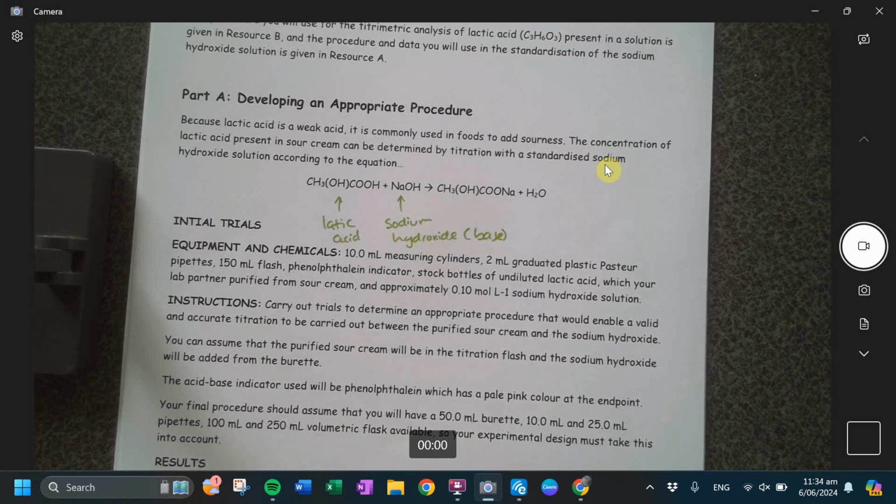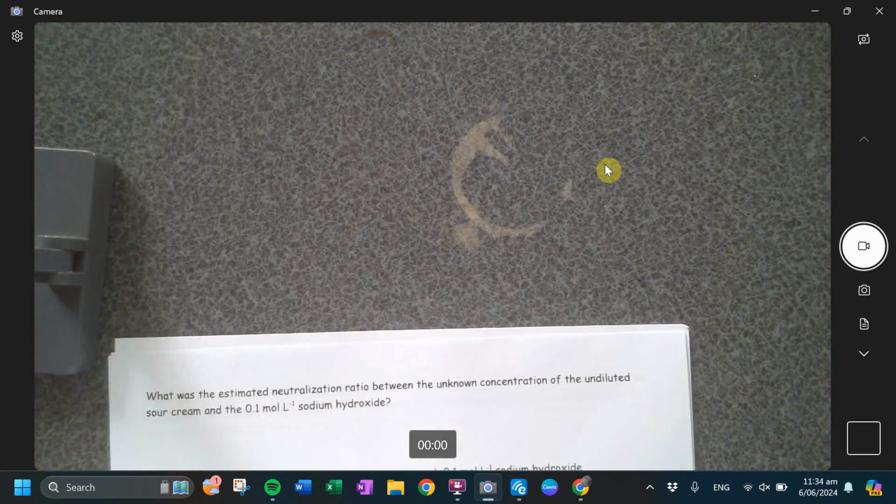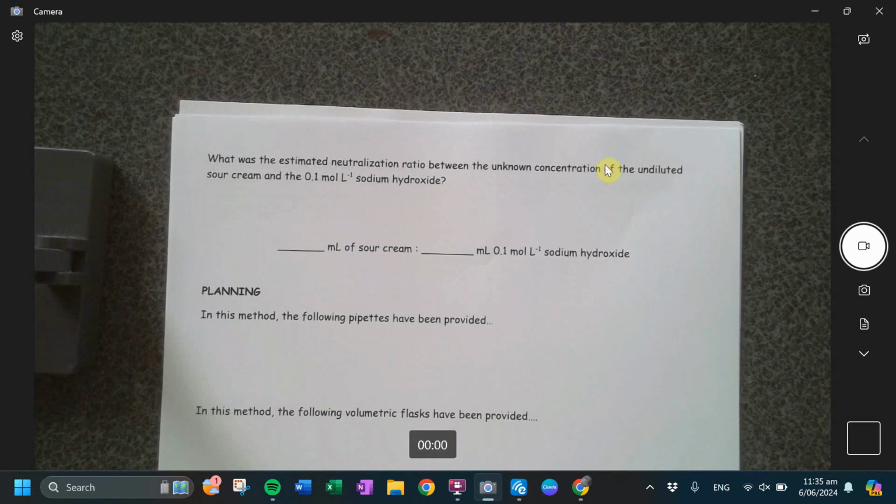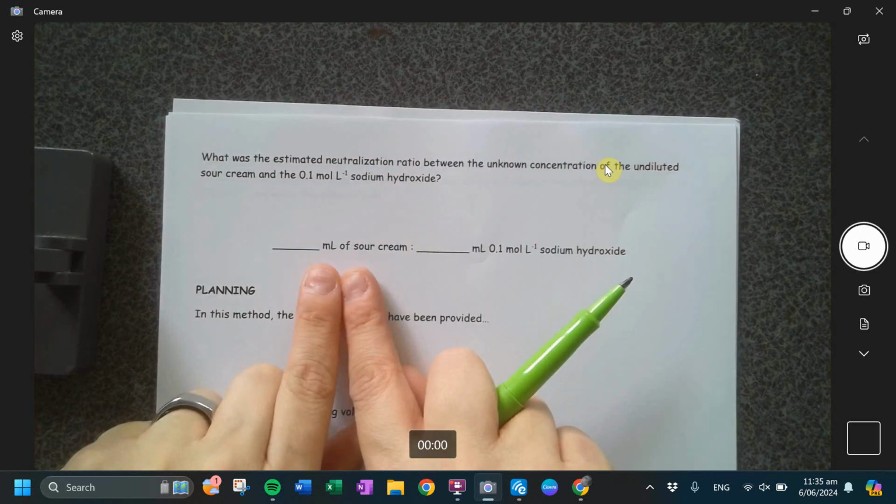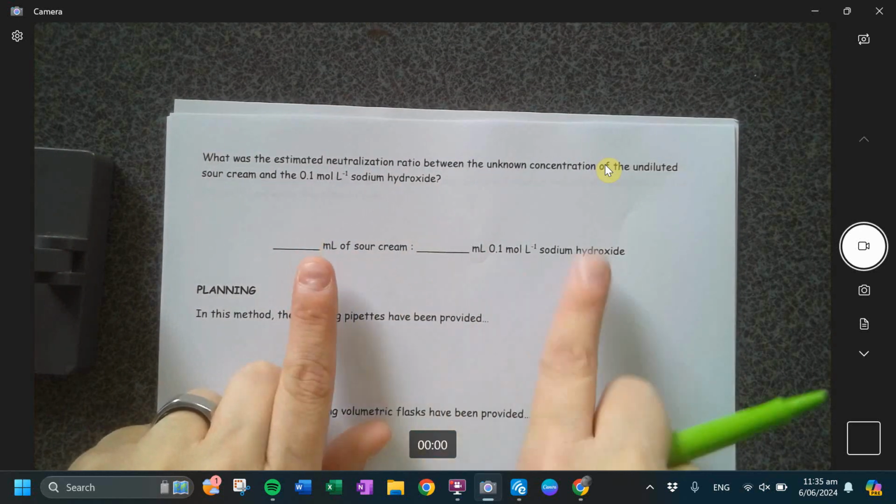All right. So I've been given some information. I've been given some ideas of what equipment I have, and I also have the solutions undiluted so I can see what the ratios are. So first step is I need to estimate how much sodium hydroxide I need to neutralize my sour cream.